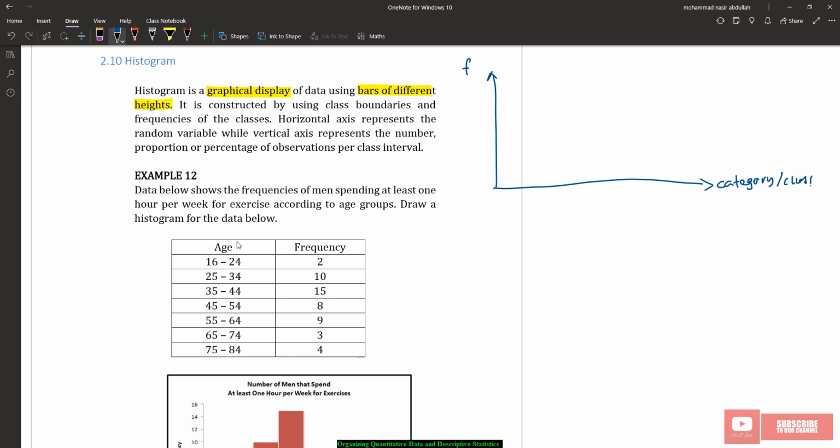Remember the bar chart? We start with some space, then we construct the first bar. For the second bar, we leave some space, then we construct the second bar. So this is for a bar chart, right? For qualitative data.